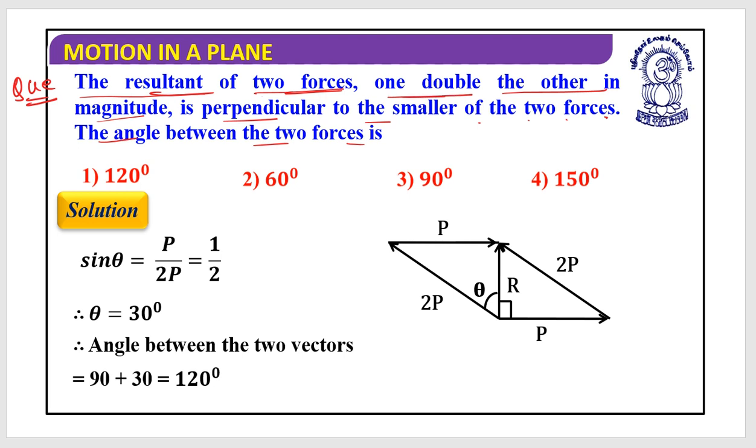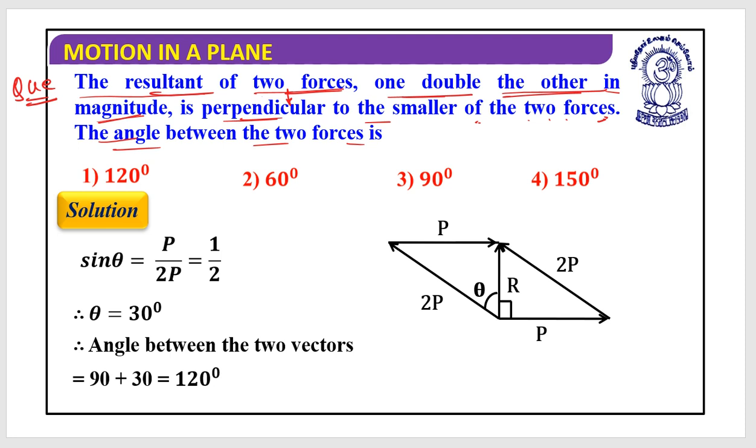The forces are such that one is double the other in magnitude. That means if one of them is x, another one is 2x. If one of them is p, another one is 2p. Then they come back to the resultant. That resultant of two forces is perpendicular to the smaller of the two forces, and you need to find the angle between these two vectors.